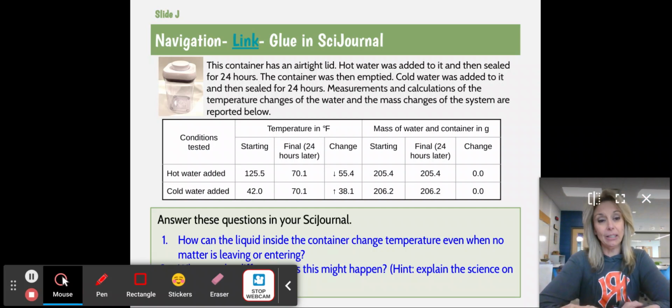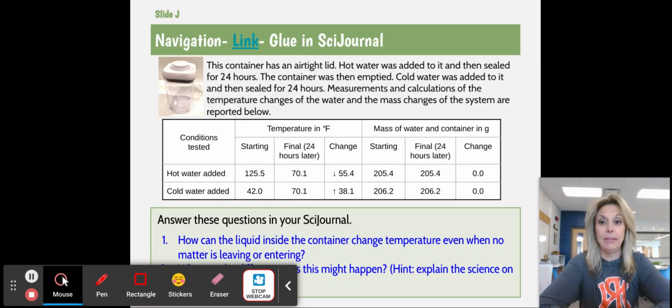All right, so let's take a look at the scenario. It says this container has an airtight lid. Hot water was added to it and then sealed for 24 hours. The container was then emptied. Cold water was added to it and then sealed for 24 hours. Measurements and calculations of the temperature changes of the water and the mass changes of the system are reported below.